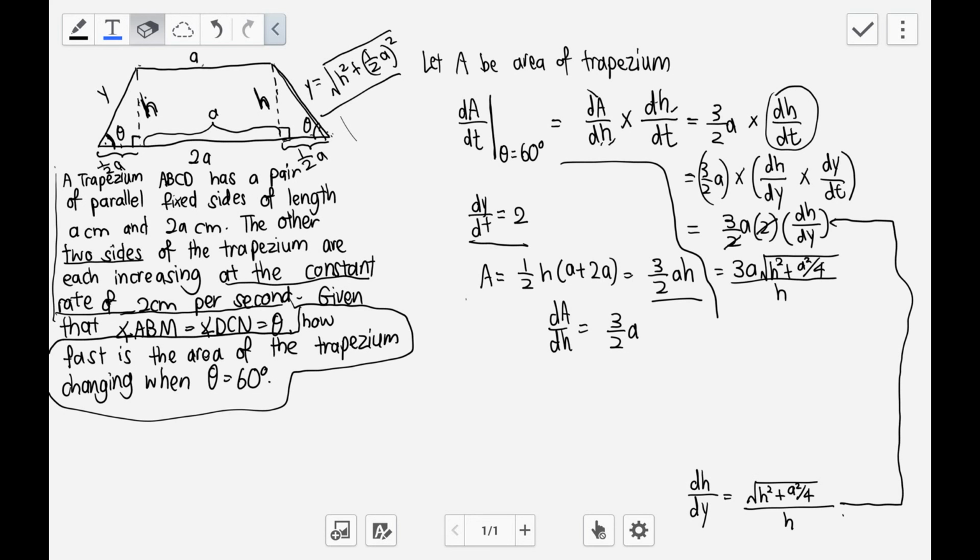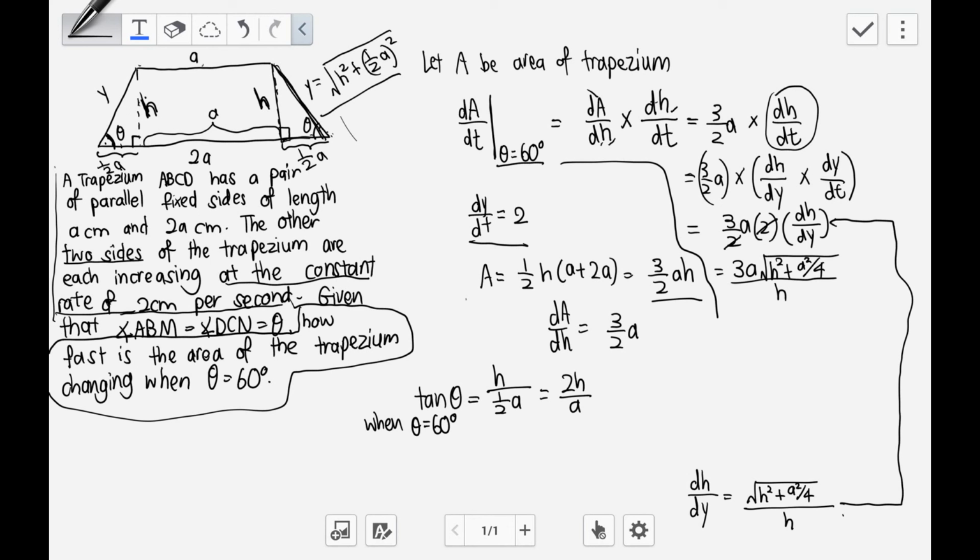So here, h is a variable, so we do not want to leave the answer with a variable inside. When theta equals 60 degrees, what is my h? That's what we need to find out. So we know that tangent theta, based on this triangle, equals opposite h over adjacent half a, and this is just 2h over a. When theta equals 60 degrees, because we want to find the rate of change of area when theta equals 60 degrees, tangent 60 degrees equals 2h over a.